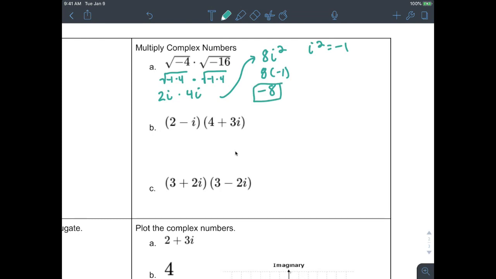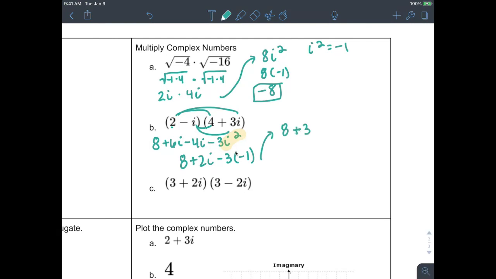All right, next, we need to either use an area model or FOIL, or distribute. Okay. 2 times 4 is 8. 2 times 3i is plus 6i. Negative i times 4 is negative 4i. Negative i times 3i is negative 3i squared. Combine my like terms: 8 plus 2i minus 3i squared. Okay, remember, i squared is equal to negative 1, so I'm going to replace it with negative 1. And we get 8 plus 3 plus 2i, which gives me 11 plus 2i.